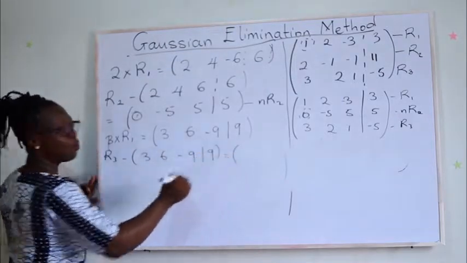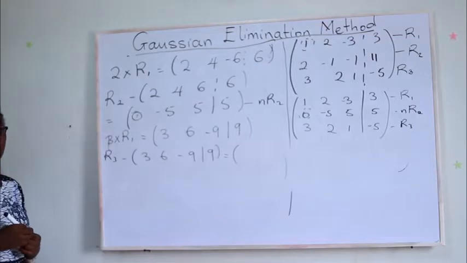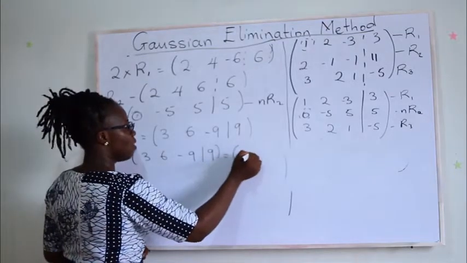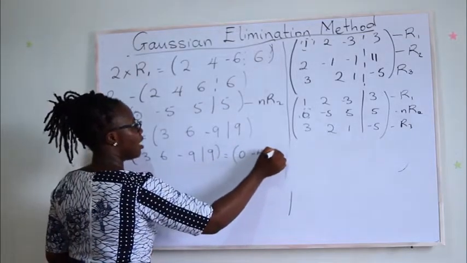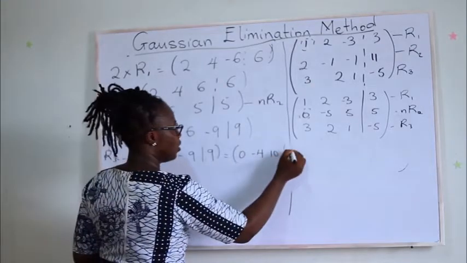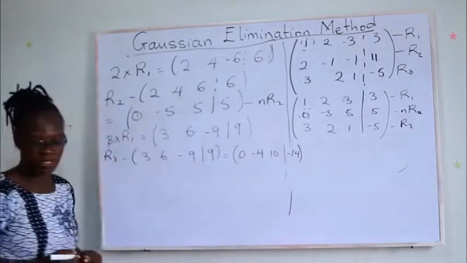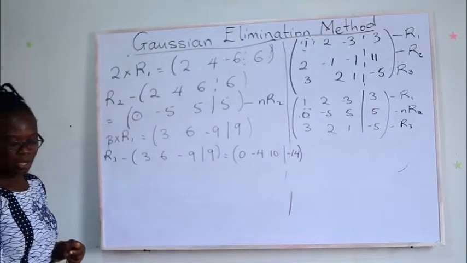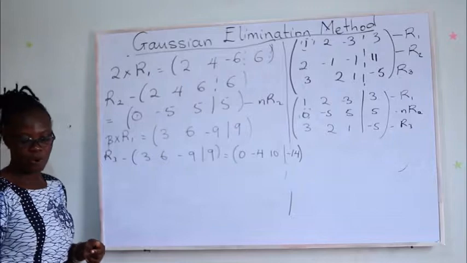Then what will be our results? Do the subtraction and let's see. We are going to get 0 minus 4, 10. What will be the last result? Minus what? 14. This is what? Our new what? Row 3. So this is what we have.